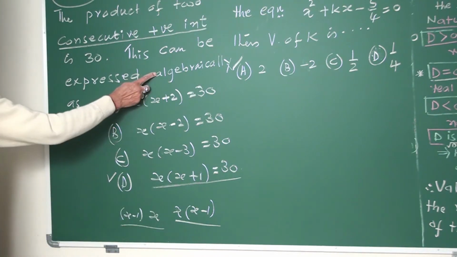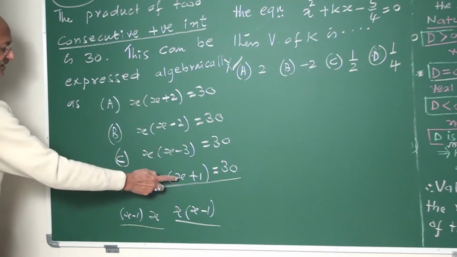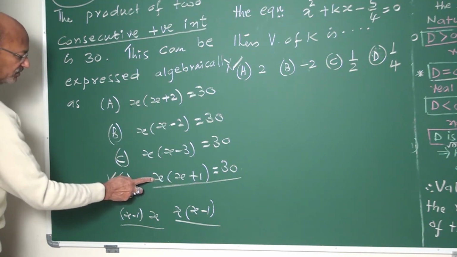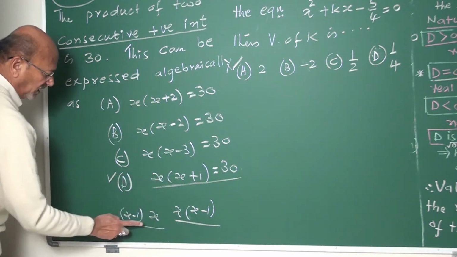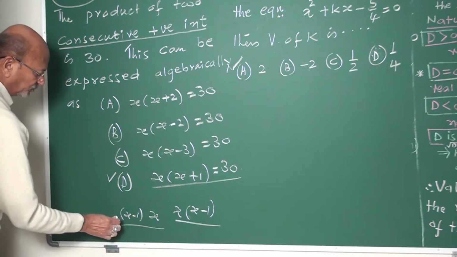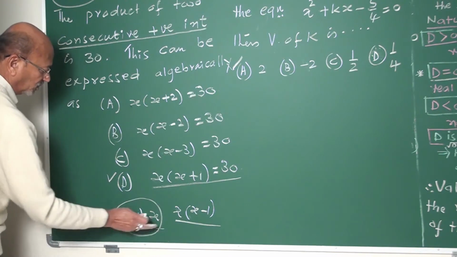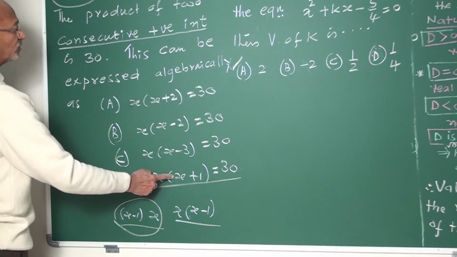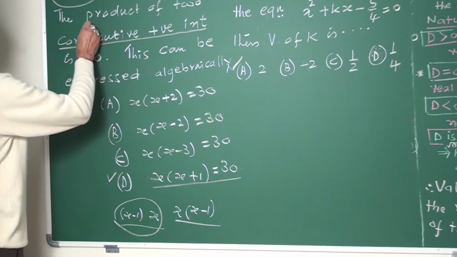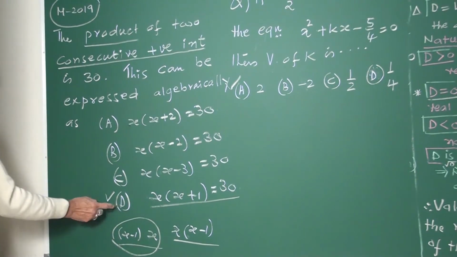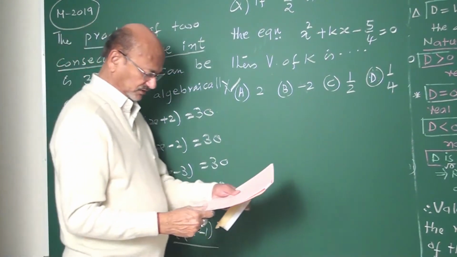Consecutive means what? The next must be greater than the previous. x is greater than x minus 1. This way of writing is correct, but not the other. But in this case, x and x plus 1 are two consecutive terms. Its product, my friends, is 30. This is the option.